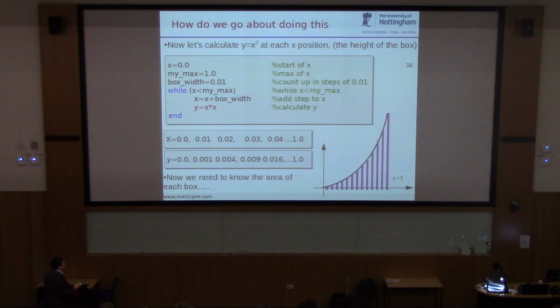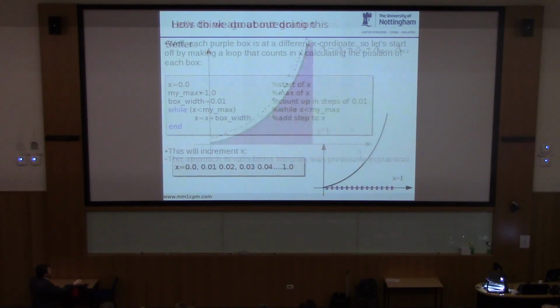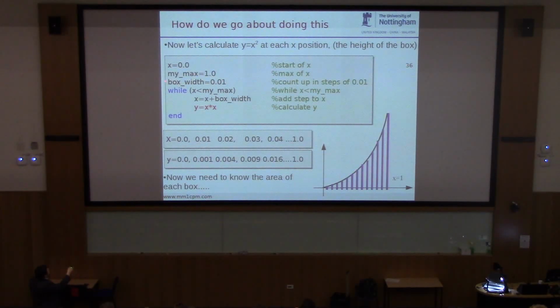The final thing we need to do, or penultimate thing we need to do, is calculate the area of the box. Well, we know the width of the box, so we know this width here, because I've given it to you. Box width equals 0.01.